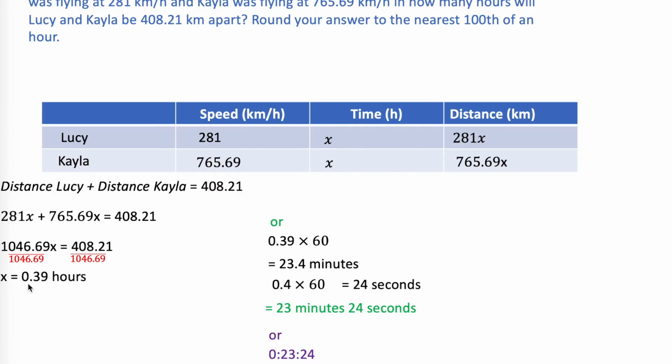We could write 0.39 hours, or we could write 23 minutes, 24 seconds, or you could write 0:23:24, which is 0 hours, 23 minutes, 24 seconds.